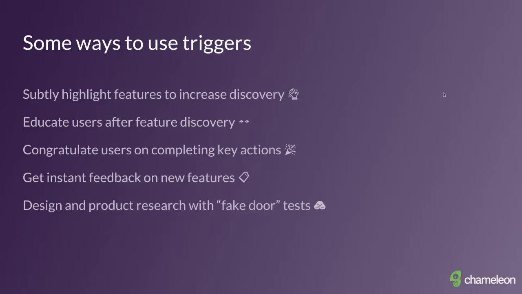A really cool example is using fake door tests. This is a way to do prototyping and product research, and this can be used when you're trying to deliberate between two features or how to present something or deciding whether you even want to introduce some new functionality. The way you would do this is by uploading a custom icon as a trigger, and that custom icon would take the shape of the potential feature that you want to test out. So this could be a button, or it could be a little in-product ad about some new functionality.